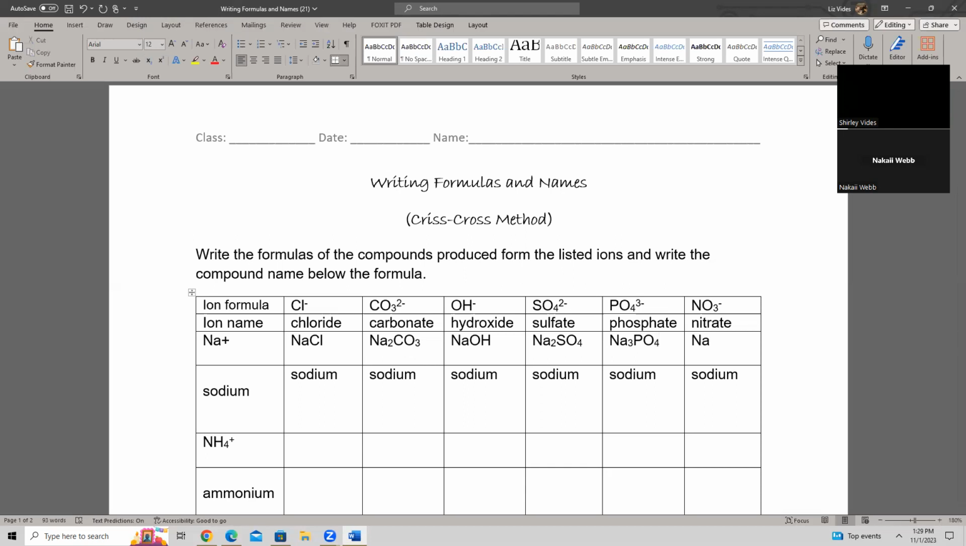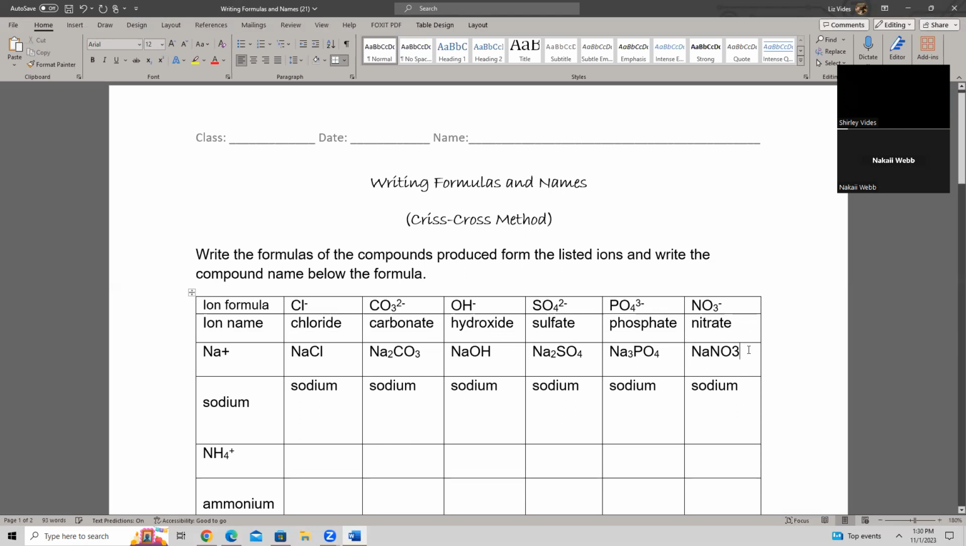Sodium. There's no need to transfer anything because nitrate, NO3, it's 1 to 1. So there's no need to transfer any numbers across.